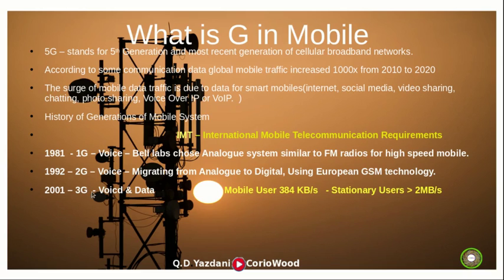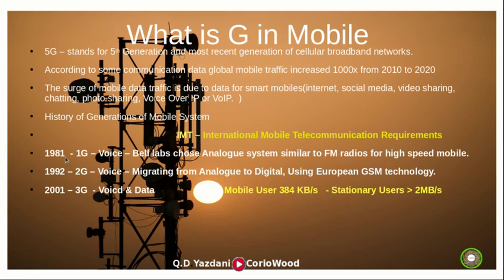Then 2001 came along, and 3G came in. The first 1G and 2G used voice, and the 3G used voice and data. As I said to you before, at&t, which is International Mobile Telecommunications, set the requirement that mobile users should be getting 384 kilobytes per second. And the stationary users, who use laptops and other devices at home, office, train stations, shopping malls, whatever, should get at least 2 megabytes per second. So the stationary users were getting 2 megabytes per second, and the mobiles just 384 kilobytes per second. And this was offering your voice and data. So the first 1G and 2G were only voice centric, but the 3G was voice centric plus data. So this was a big jump.